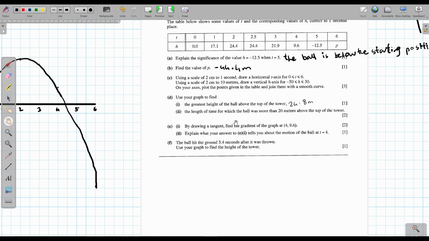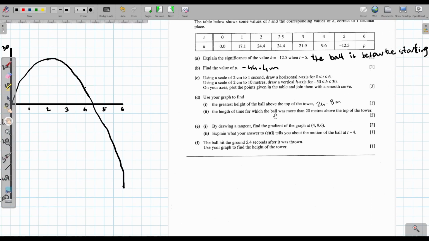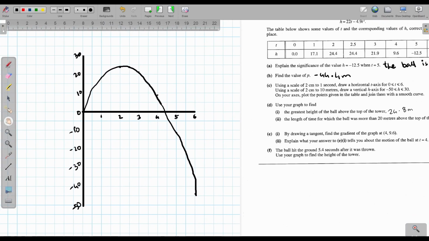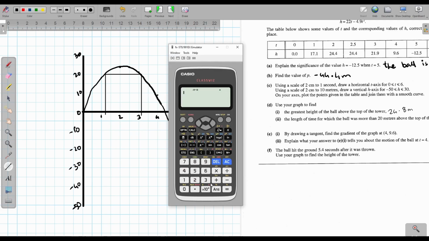All right, the second is the length of time for which the ball was more than 20 meters above the top of the tower. So the length of time for which the ball was more than 20 meters, so here to roughly here. So I'm going to say that is about 1.25. So from 1.25 to roughly 3. I would say 3.125 and 1.25.